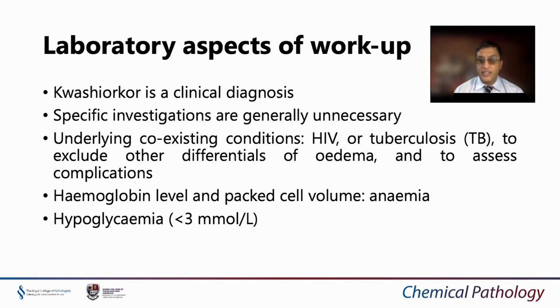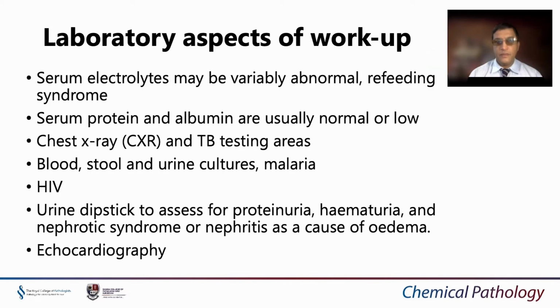In addition, other differentials of the edema need to be excluded, and the laboratory can contribute to this. Also, other complications can be assessed. The hemoglobin level and the packed cell volume can identify anemia. Hypoglycemia may be present at less than 3 millimoles per litre. The electrolyte profile can be abnormal, variably so, in this group of patients.